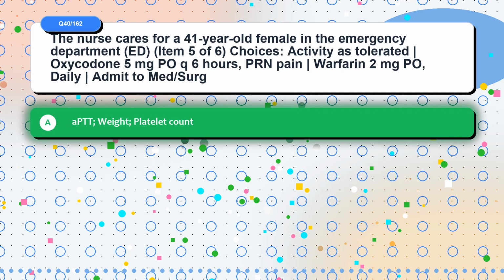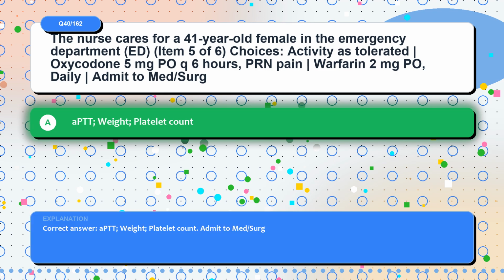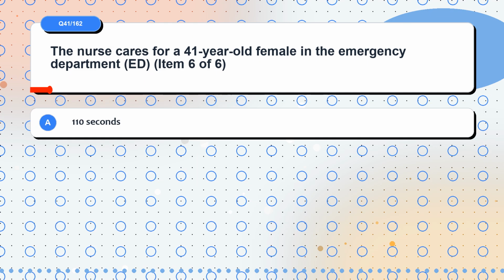The correct answer is option A. PTT, weight, platelet count. Correct answer: PTT, weight, platelet count. Admit to med/surg.